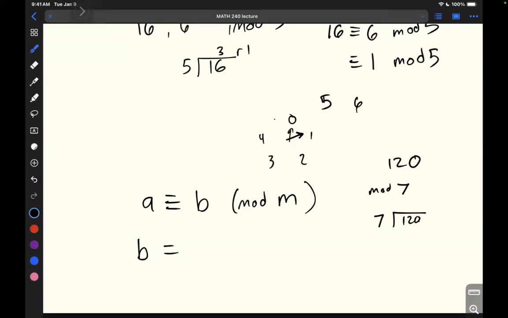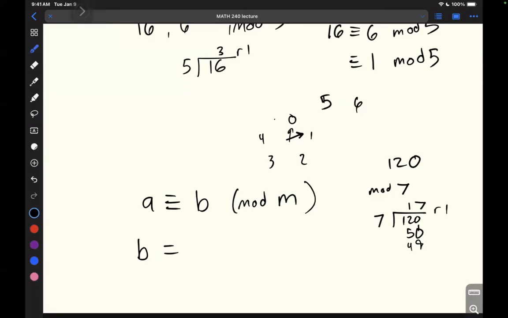So 12 divided by 7 is 1. And then we've got 3 plus 2 is 5. So 5, and then we divide 7 into 50. 7 times 7 is 49, remainder 1. And so our B is 1.